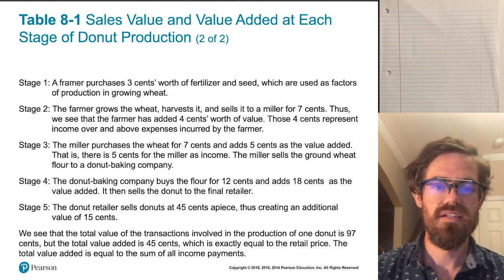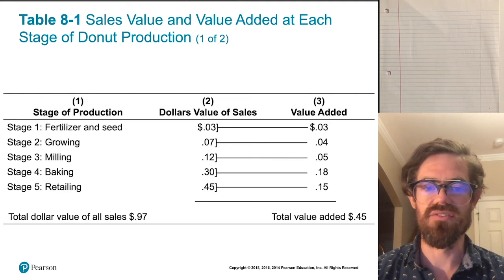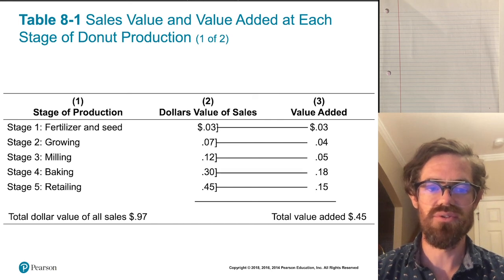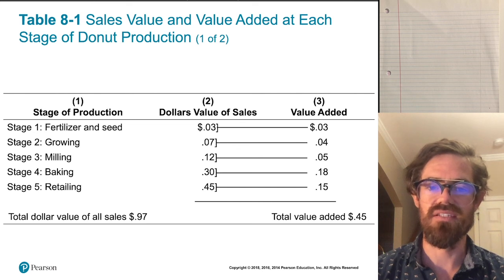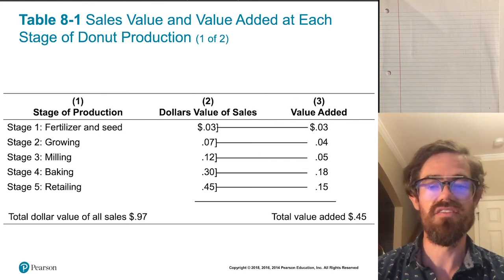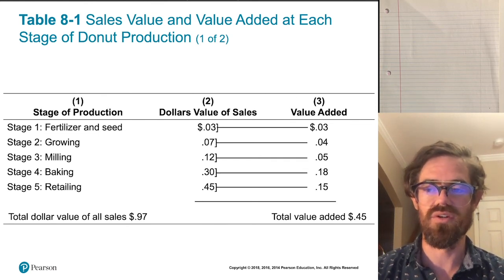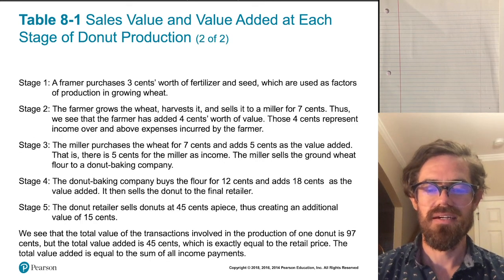All right, so there's the story if you want to go over it yourself. Now we have to be careful here because we don't want to add up all of the values of sales, right? The total dollar value of all sales is 97 cents. And so we'd actually be double counting if we did it that way. It would give us an inflated value of the donut. The value of the donut is 45 cents because that's what it sells for in its final stage. And so anyway, just be aware of that.